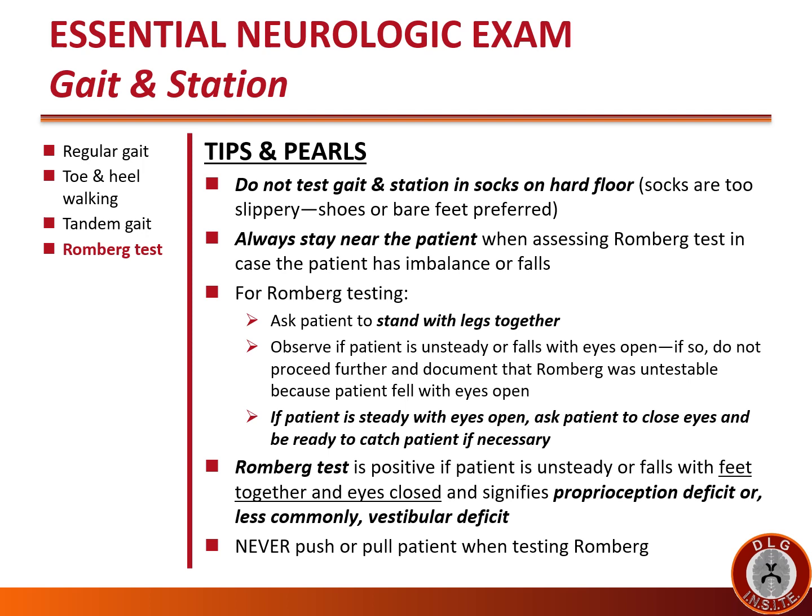The Romberg test is only positive if the patient is unsteady or falls with the feet together and eyes closed. And it signifies something wrong with proprioception or vestibular apparatus. So let's make this very clear. The Romberg test does not assess the cerebellum. It assesses the sensory input to the cerebellum. And when there are 3 sensory inputs, you need 2 out of 3. You close your eyes, you have only left proprioception and vestibular apparatus. If you fall with eyes closed on Romberg test, then you have something wrong with proprioception or vestibular apparatus. And please never push or pull a patient when testing Romberg. In fact, you don't touch them at all unless they are about to fall and you catch them.